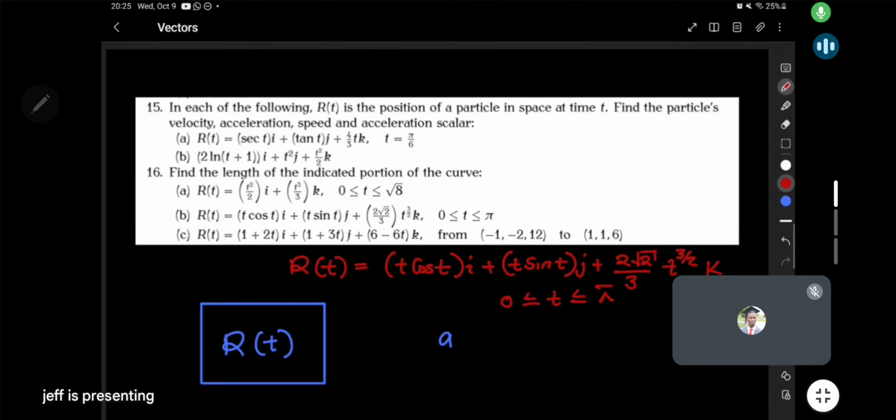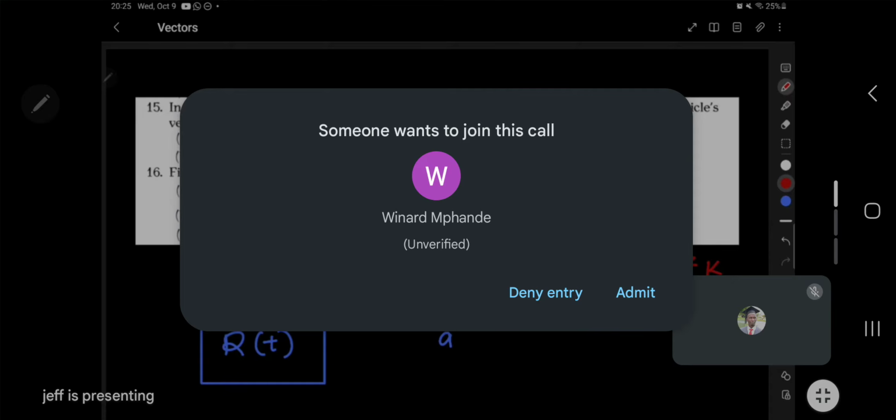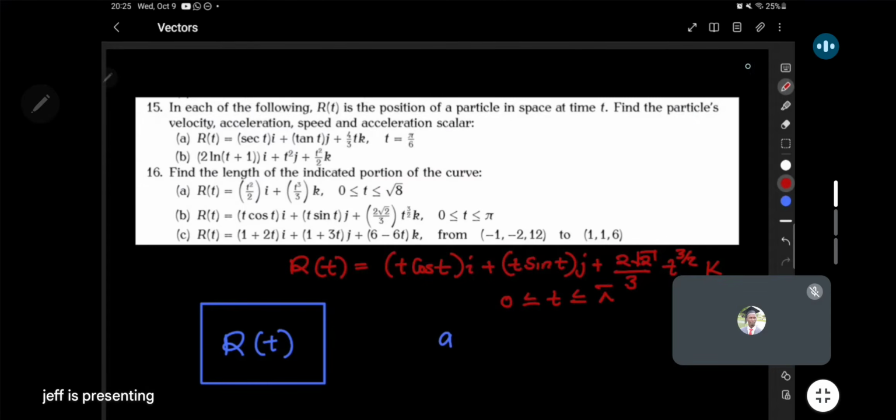So we're going to start by looking at question 16C here. Last time we did look at B already. So let's see what is happening in 16C. So let's get the problem.